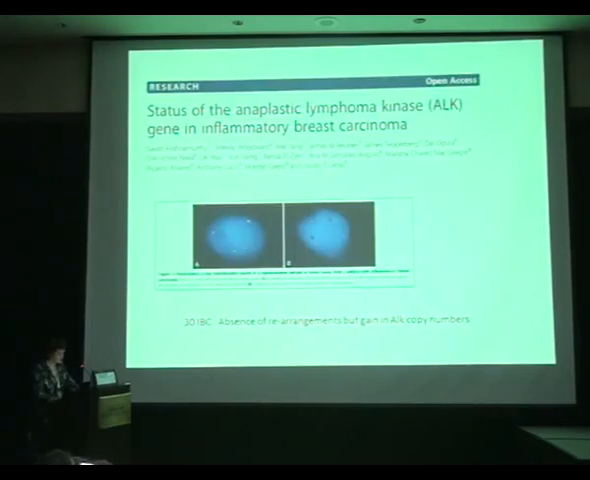There is another paper from MD Anderson where they looked at 30 IBC cases, and they also looked at the status of the ALK gene and ALK expression in inflammatory breast cancer. They didn't find any rearrangements. They looked at the transcriptome and found that in some cases they have an overexpression of the ALK pathway, and they also found a gain in ALK copy number, 4 copies instead of the usual 2 copies.